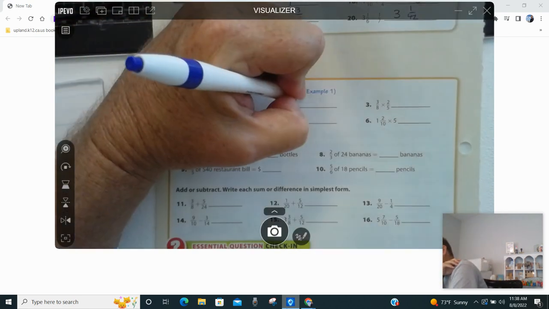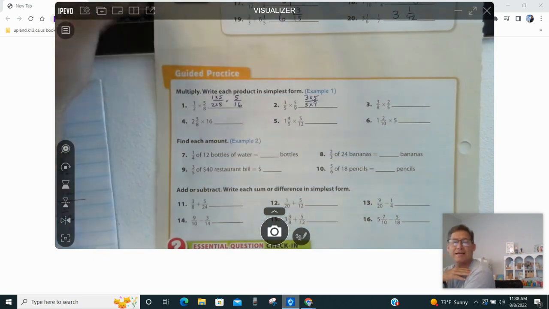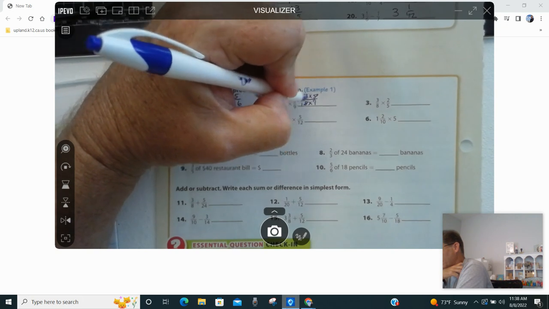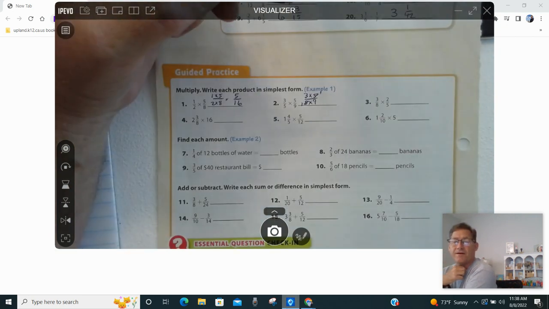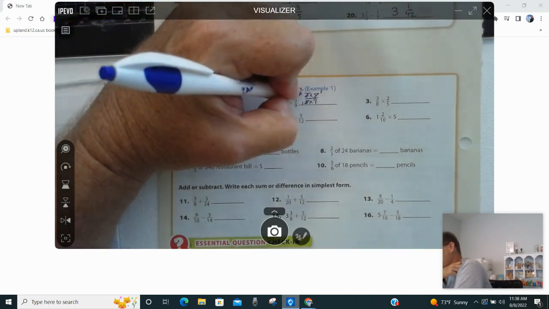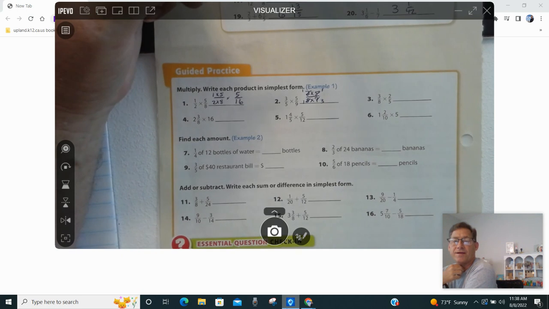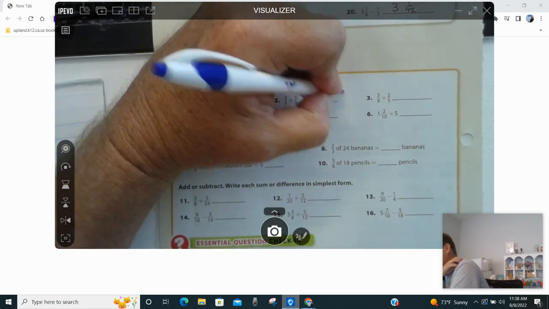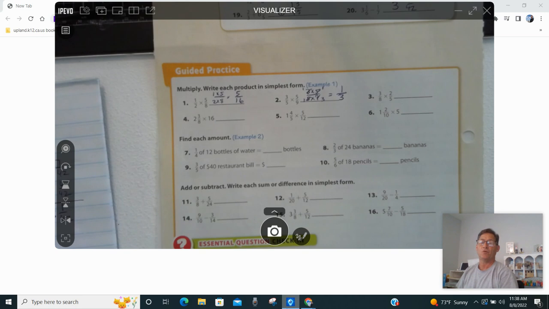Okay, number 2. I can rewrite it as 3 times 5 over 5 times 9. I know that a common factor of 5 is 5, so divide both of the 5's by 5. And I also know that 3 is a factor of 9, so divide 3 by 3, which gives me 1, and 9 divided by 3 gives me 3. So 1 times 1 is 1, 3 times 1 is 3. So that's in simplest form.